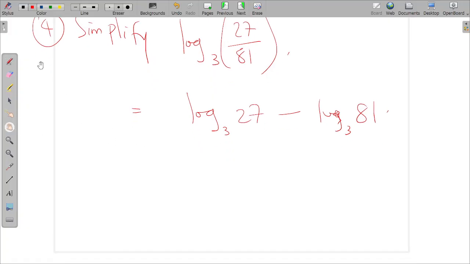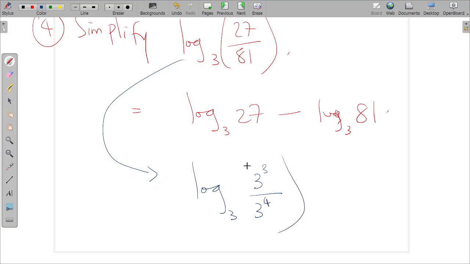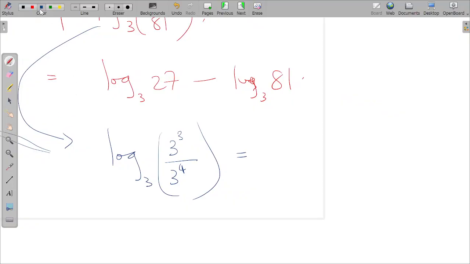But I prefer this way. So what is the power here? This is 3 raised to power 3: 3 times 3 is 9, times 3 is 27. And this is 3 raised to power 4, that is 81. So I can write it like this and make a division. Then I will have log of 3, this divided by this already becomes 1 over 3. Am I right? Yeah, that's fine.